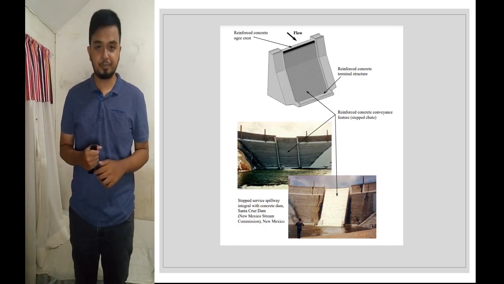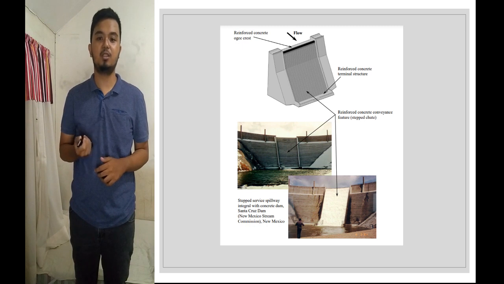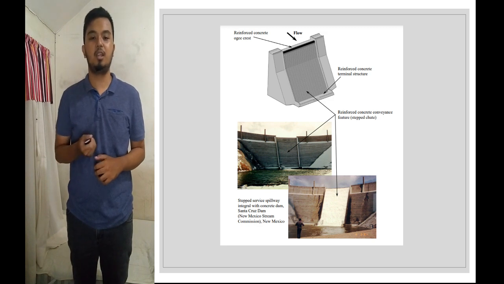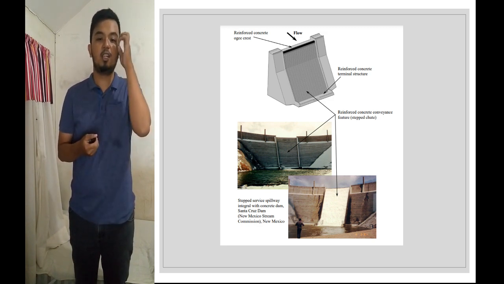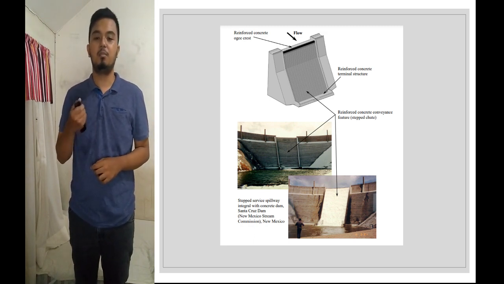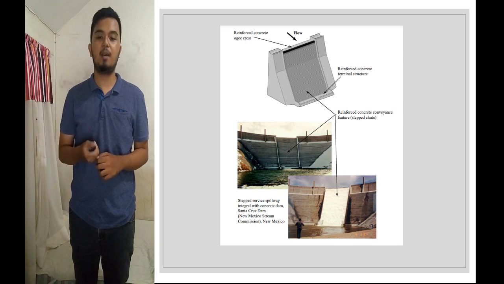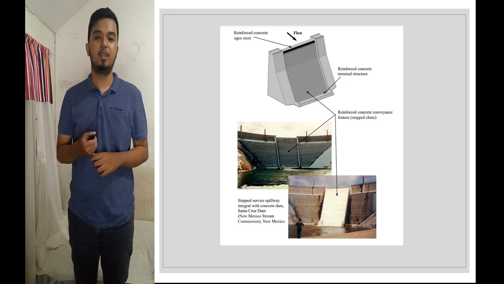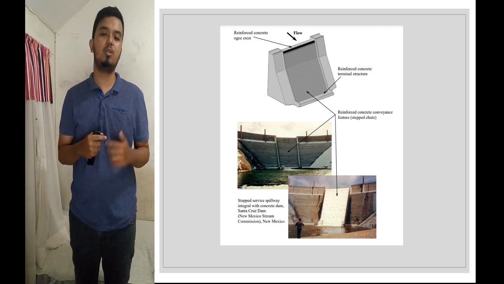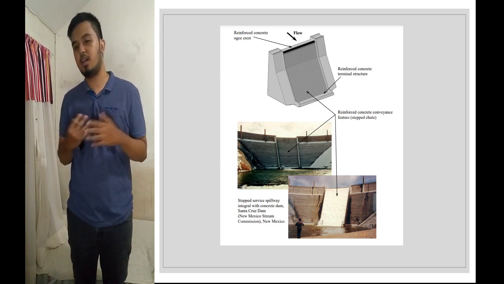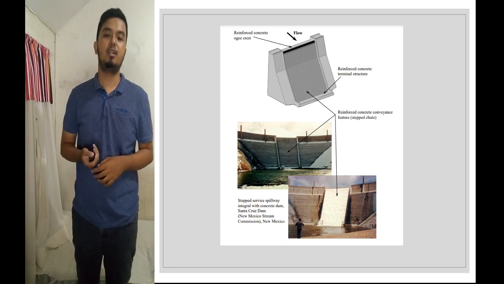Next is the reinforced concrete terminal structure with a reinforced concrete conveyance feature. It looks like a stepped spillway. This one is integral with a concrete dam, Santa Cruz Dam, New Mexico. It looks like stairs but is also reinforced concrete, and it is tall in order to prevent flooding. Another example is one beneath a bridge. They place it there so that in case of flow, the water does not go straight to the houses, and the water is controlled.